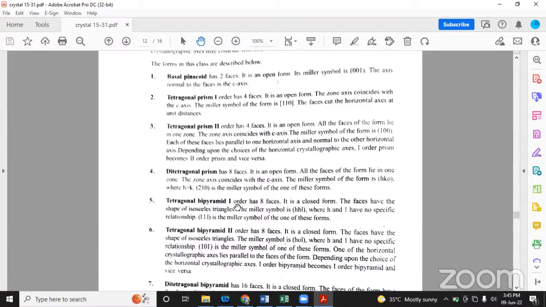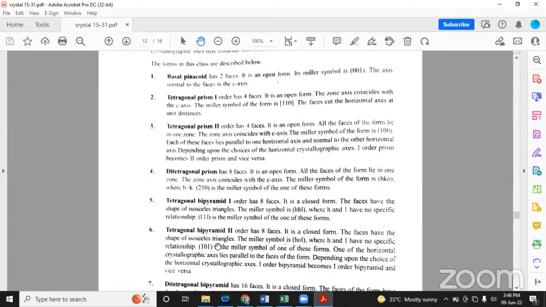Tetragonal bipyramid is the first one. Tetragonal bipyramid, first order, second order. Both have 8 faces. Both are closed forms, with the shape of isosceles triangles. Both are the same shape, same faces, and same form. But the Miller symbol is H0L. The other Miller symbol is HHL, where H and L have no specific relationship, like 111 is a Miller symbol of one of these forms.